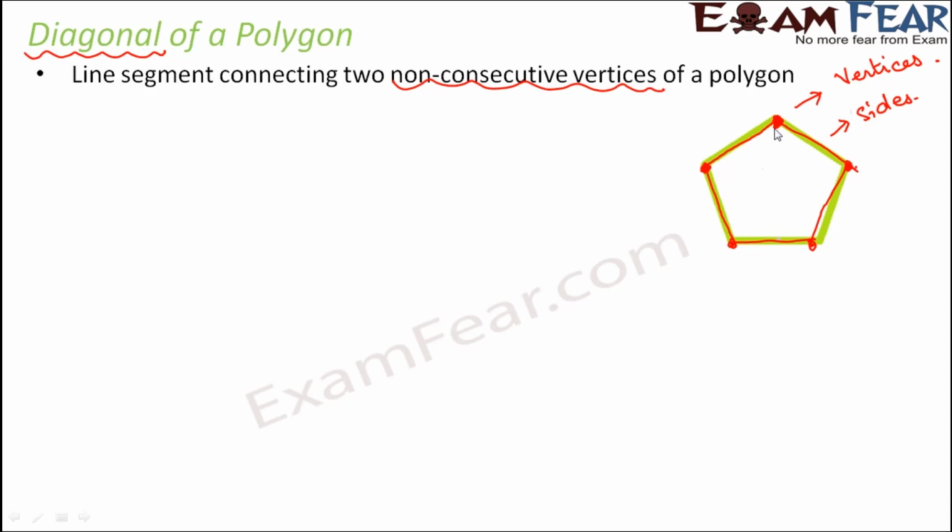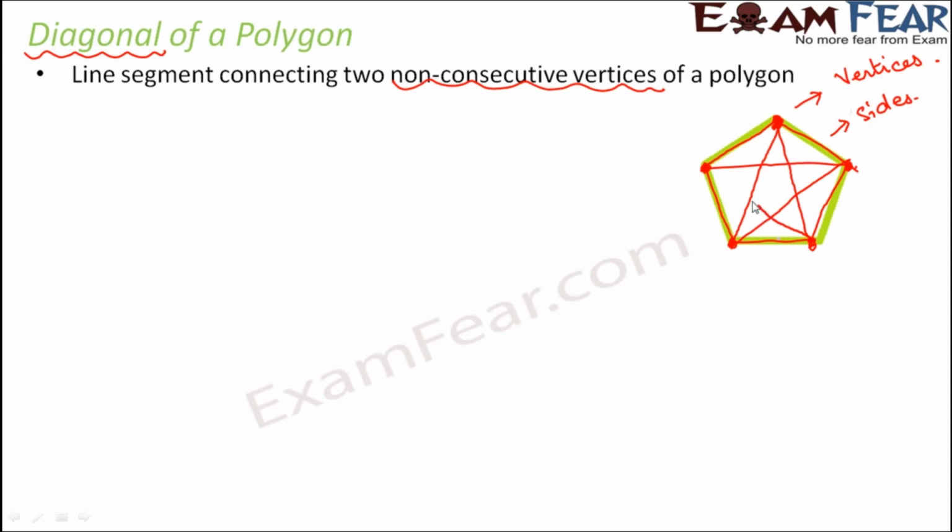But when you say this one and this one, they are non-consecutive vertices. So if you draw a line connecting these two non-consecutive vertices, that line is called a diagonal. So basically, any line drawn between two non-consecutive vertices is called the diagonal of a polygon. So all these are examples of diagonals.